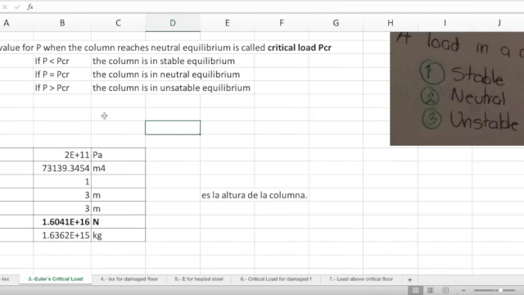The modulus of elasticity is 200, and the moment of inertia is 73,139.3454, and the effective length is 3. We multiply the height of the column, 3, by 1, that is equal to K, to be an articulated column. This squared results in a critical load of 1.60 times 10 to the 16.